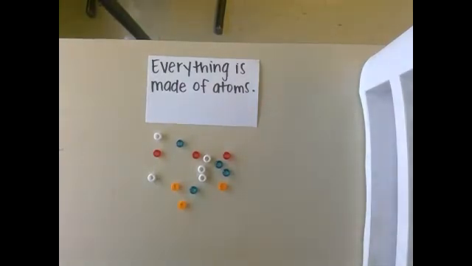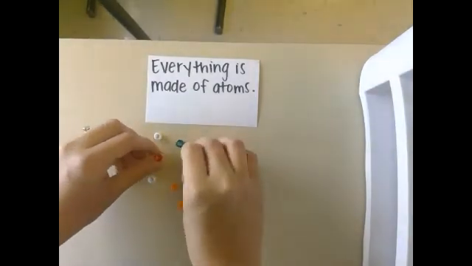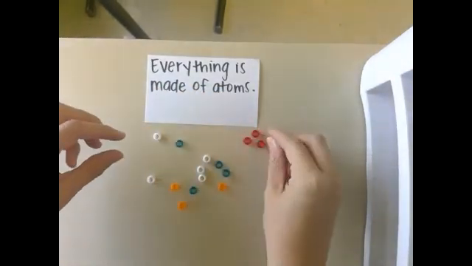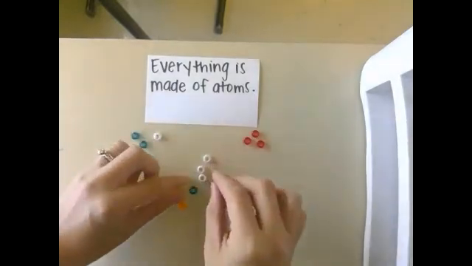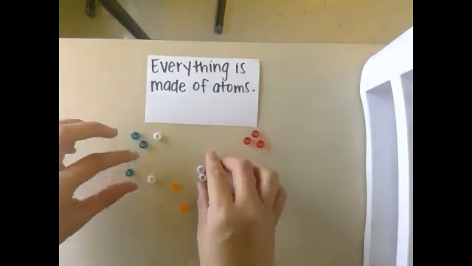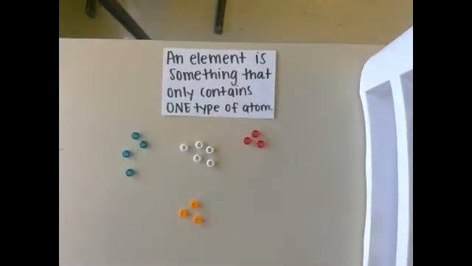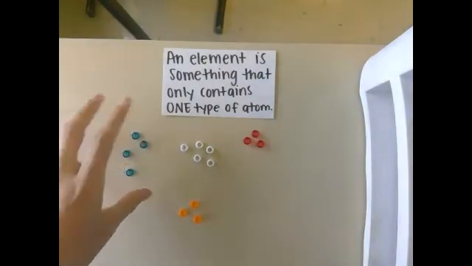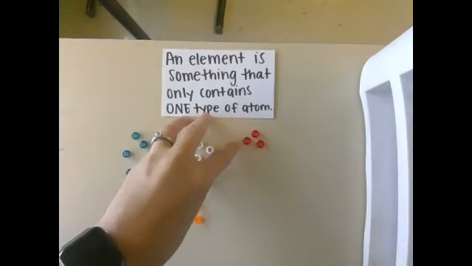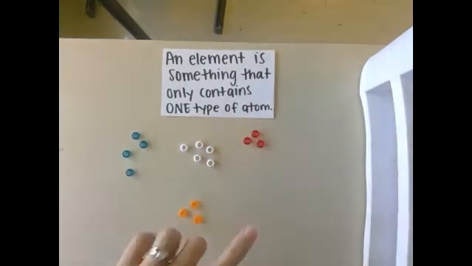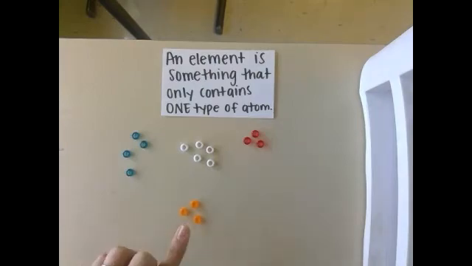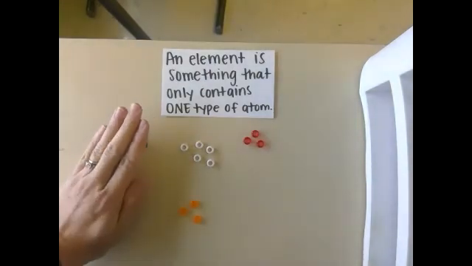If we take these different types of atoms and we group them based on how they are the same, so by their color, we now can call these elements. So an element is something that only contains one type of atom. So this group contains only the blue type of atom. The white group only contains the whites, the red only the red, and the orange only the orange. So an element is something that contains only that same type of atom.